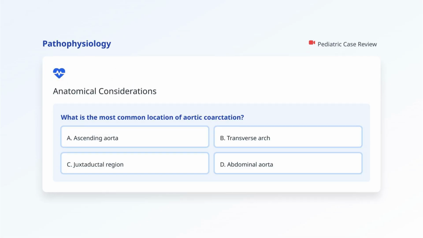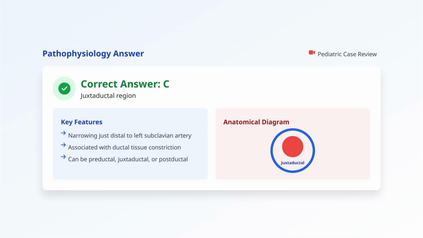What is the most common location of aortic coarctation? A. Ascending aorta. B. Transverse arch. C. Juxtaductal region. D. Abdominal aorta. The correct answer is C.